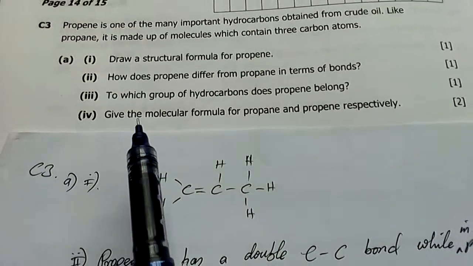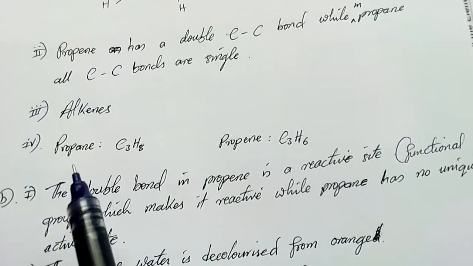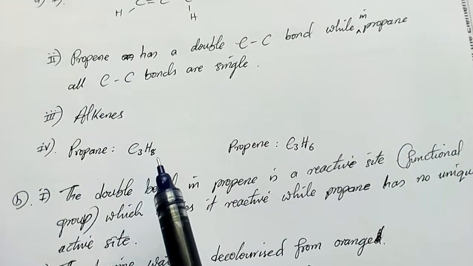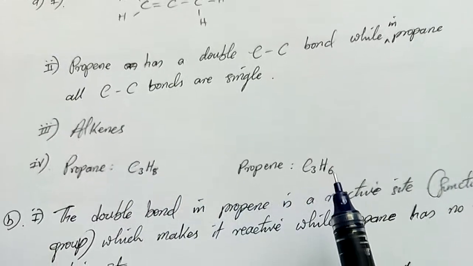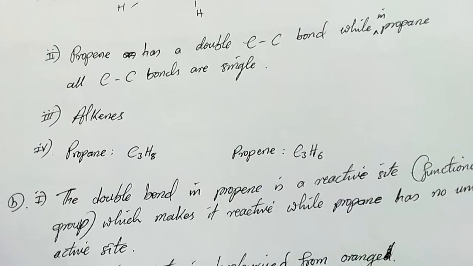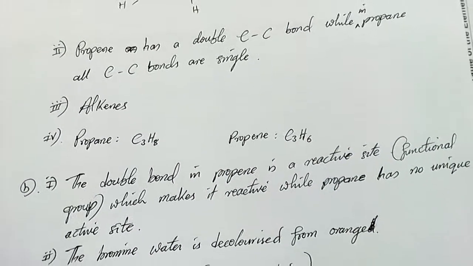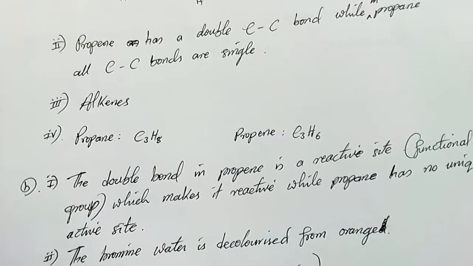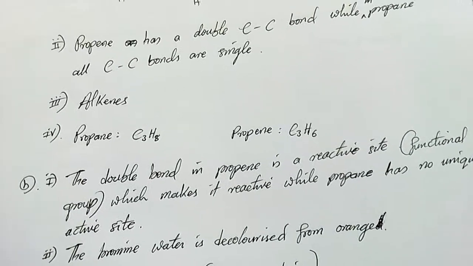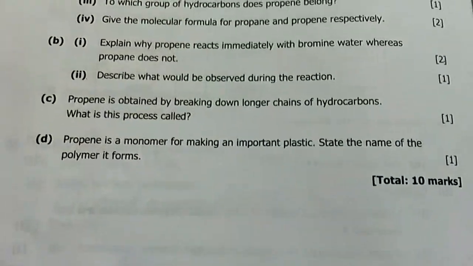Then now finally give the molecular formula of propane and propene respectively. The molecular formulas are here. Propane, that is C3H8. Propene, C3H6. Remember to master the general formulas of the 5 basic homologous series: alcohols, esters, alkanes, alkenes, and carboxylic acids. Okay, so B, let's check out what B is all about.